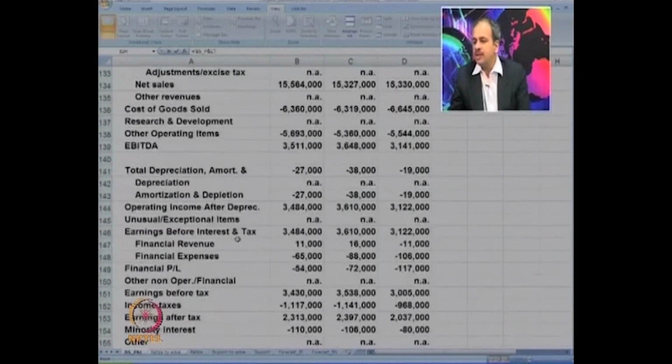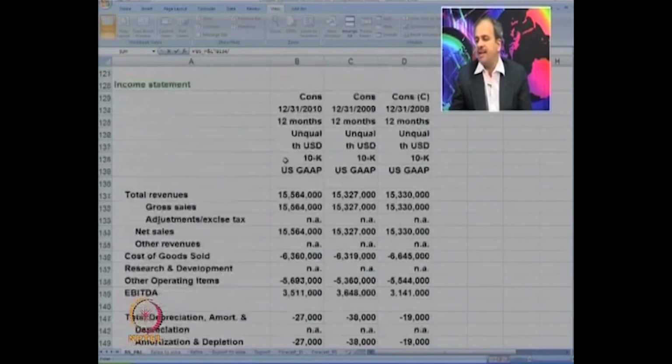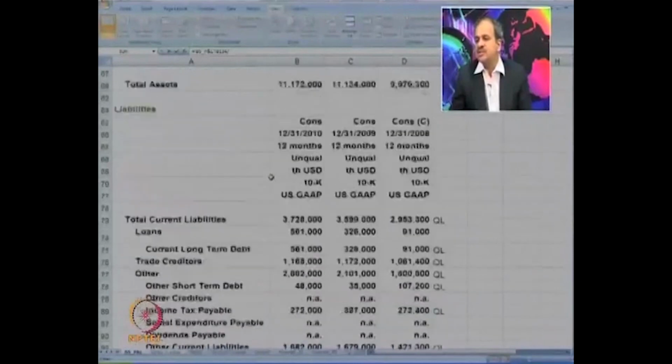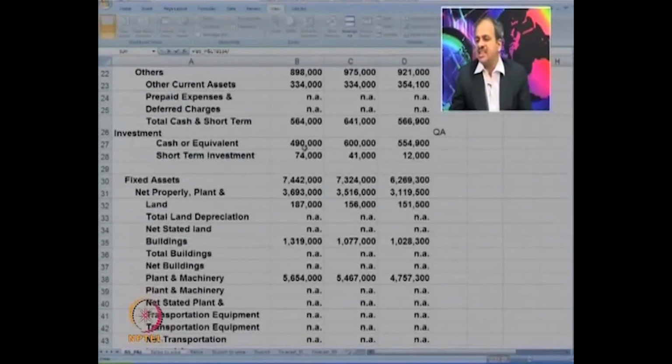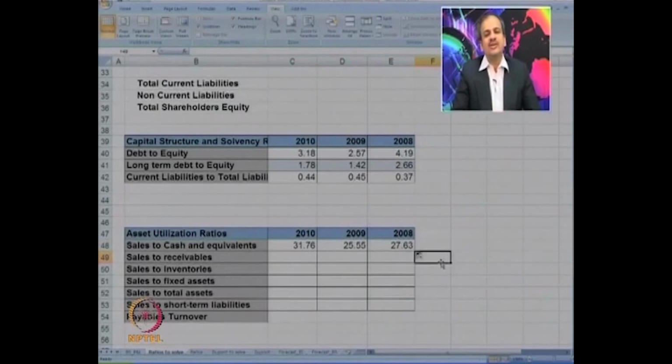So the first one is sales to cash. Let us go to the basic data. Sales, we can take gross sales, but generally we take net sales, divided by cash. We are trying to find how effectively the cash is used. So sales divided by cash and cash equivalents. So the ratio is 31 times. You can see the ratio has slowly increased, which is a good sign. That means the company is able to manage with less cash while their revenues are increasing.